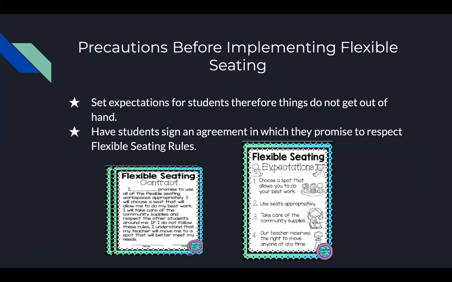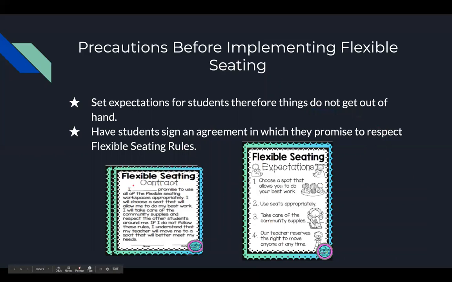So before you implement flexible seating into your classroom, there are some precautions that you could consider and take into account. Set expectations for students so things do not get out of hand. With flexible seating, there's a lot of choice, and sometimes too much choice can lead to some management issues. So you want to make sure that you're really setting expectations for students and making sure that they know what is expected of them so things don't get out of control.